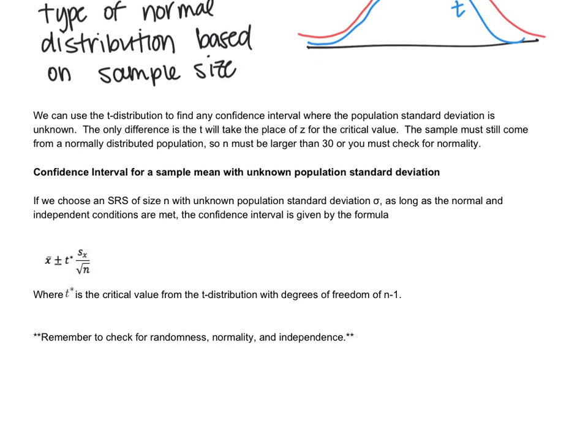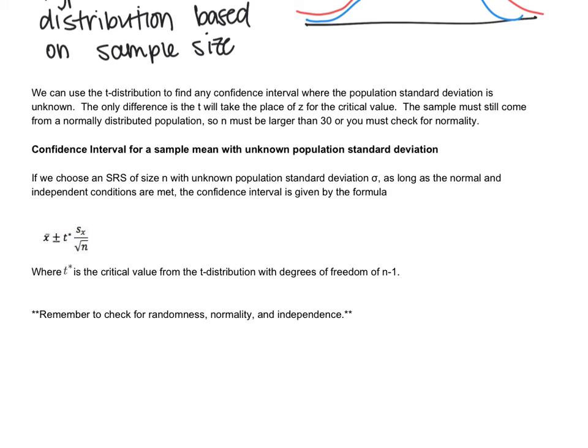So when we don't know the population standard deviation, the confidence interval is calculated a little bit differently. We still choose an SRS of size n. We still have our unknown population standard deviation, and as long as it's normal and independent, we instead use the formula x bar plus or minus our T critical value times the sample standard deviation divided by the square root of n. T is the critical value from our T distribution, and we have to do something called degrees of freedom.